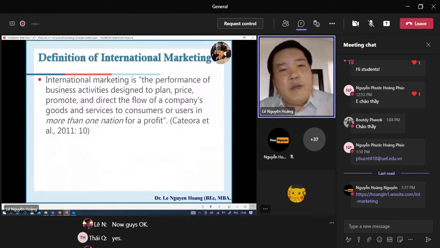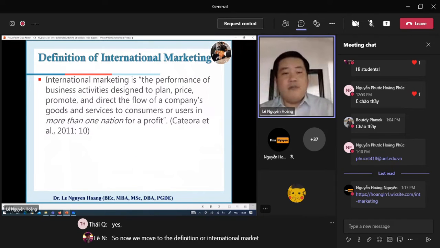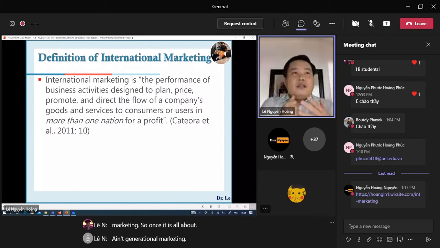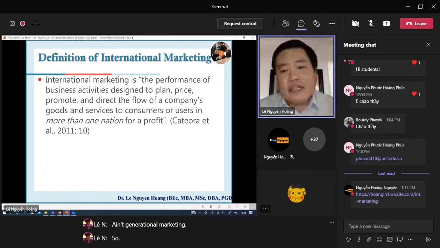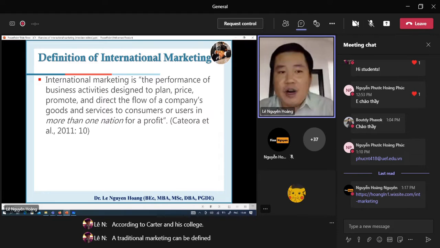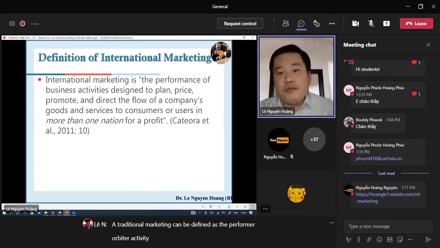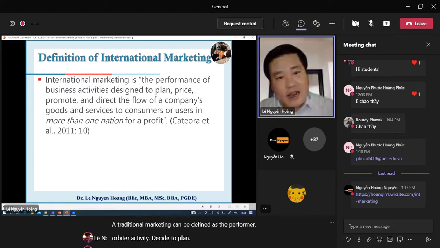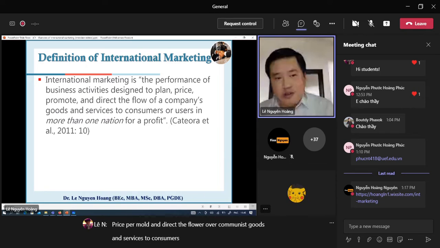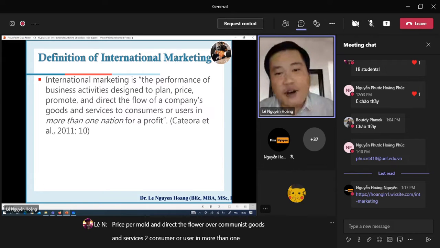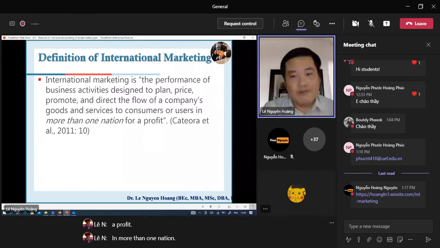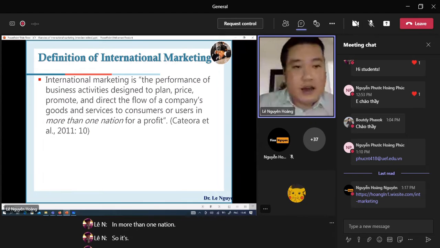So now we move to the definition of international marketing. So what is it all about? According to Cateora and his colleagues, international marketing can be defined as the performance of business activity designed to plan, price, promote, and direct the flow of a company's goods and services to consumers or users in more than one nation for a profit. In more than one nation. So that's the definition.